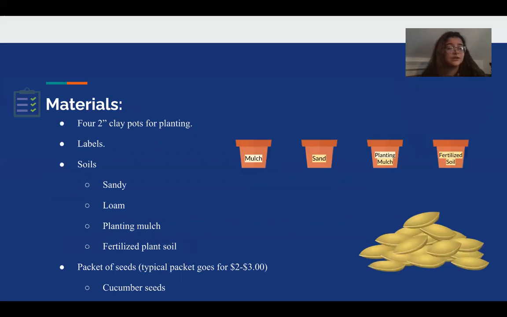The materials you'll need are four 2.5 clay pots for the planting, labels, soils such as sandy loam, planting mulch, and fertilized plant soil, and a packet of seeds. I used cucumbers.